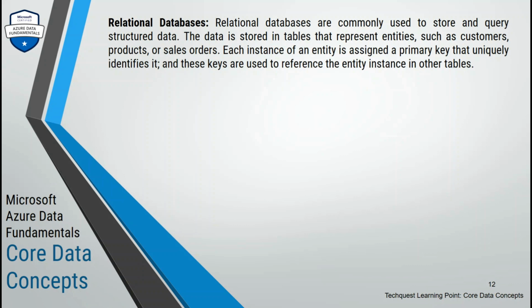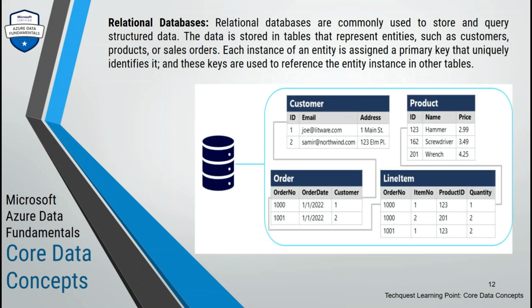Relational database. Relational databases are commonly used to store and query structured data. The data is stored in tables that represent entities such as customers, products, or sales orders. Each instance of any entity is assigned a primary key that uniquely identifies it, and these keys are used to reference the entity instances in other tables.